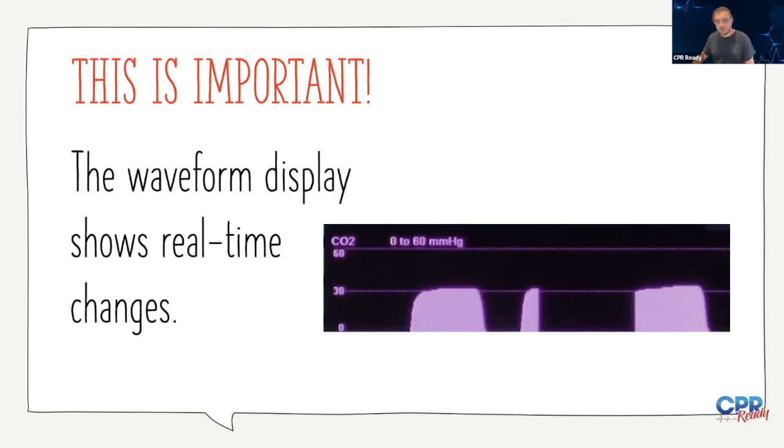So it's really important to make sure you're looking at this waveform capnography, because this is near real time. This is going to give you, with just a couple of seconds at most lag, while it processes the previous breath, and you're going to be able to see a change much more quickly than relying on the number.